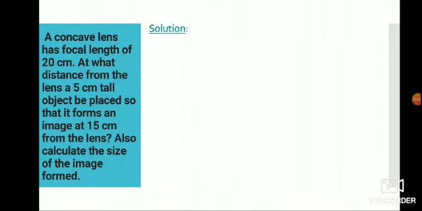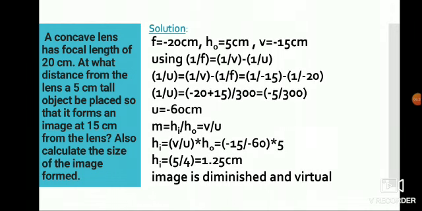Virtual and erect, in the sense, where is the image formed? On the same side as that of the object, right? So V will be negative here. So calculate the size of the image. You need to calculate the height of the image. So how will you calculate?